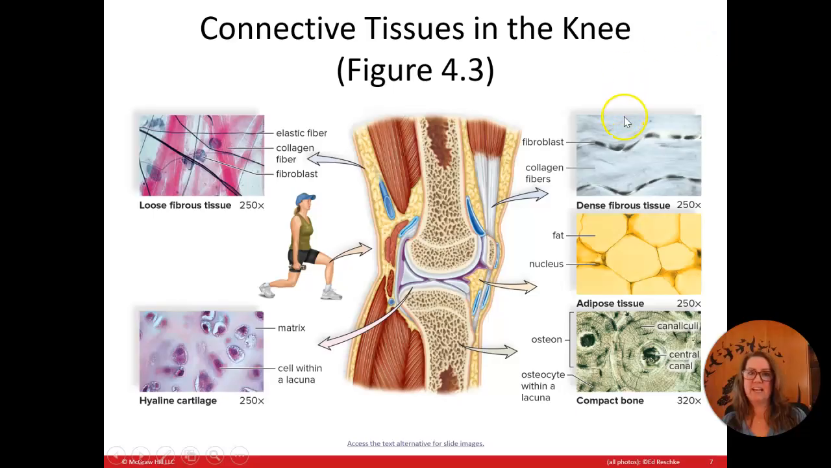Top right-hand side, another fibroblast, but here we see that we are making collagen, and this right here is an example of, it looks like, the anterior cruciate ligament. So this is a dense fibrous tissue, and when you look at the actual slide of it, it looks really well developed, concentrated.